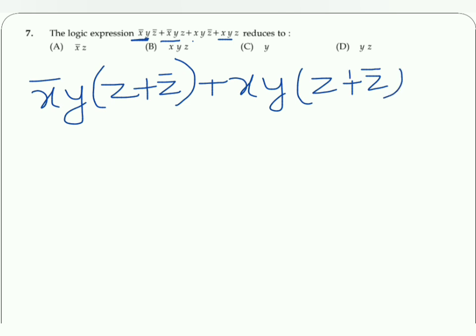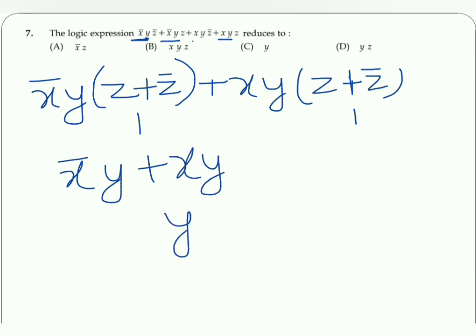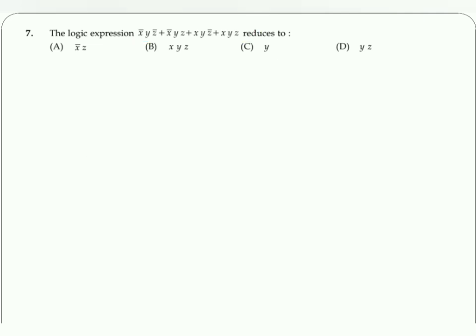So we know that z plus z dash equals 1. Right? So here both will become 1. So now x dash y plus xy. Here y is common. So y into (x plus x dash), that means 1. So y into 1 is y. So the correct answer is option C.